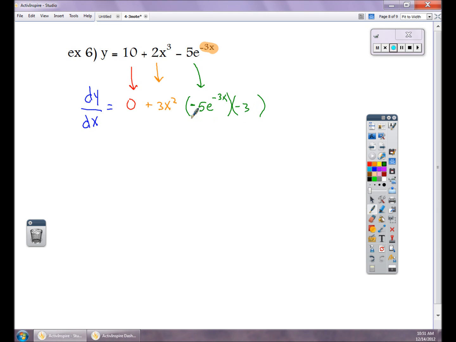And the derivative of negative 3x is negative 3. I'm going to have to multiply everything I see here in green. Negative 3 times negative 5 gives me negative 15e to the negative 3x. Bring down the 3x squared. And I have my final answer.